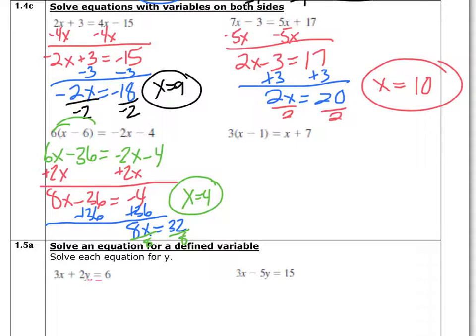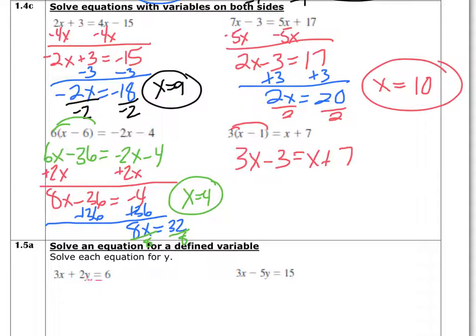This fourth problem here, let's again start by distributing the 3 through first. And when we do that, we're going to get a 3x minus 3 equals x plus 7. Now, again, I'm just going to choose to move this x over here, but I could move the 3x over here.